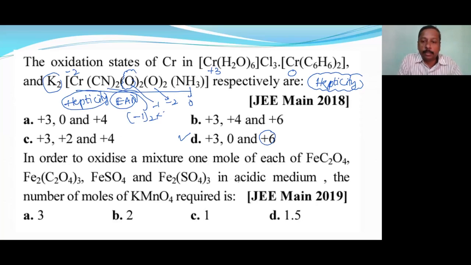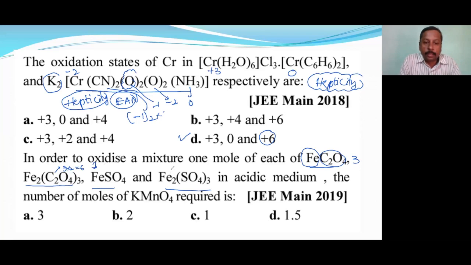Next, in order to oxidize a mixture of FeC2O4, Fe2(C2O4)3, FeSO4 and Fe2(SO4)3, the number of moles of KMnO4 required is, okay, actually here 1 mole of each. How much is required for each? Here iron will be oxidized and C2O4 will be oxidized. Already I told you 3. Here, how many C2O4 will be oxidized? 3. So 3 into 2, it will be 6. Here iron will be oxidized, so it will be 1. Like that you have to calculate.